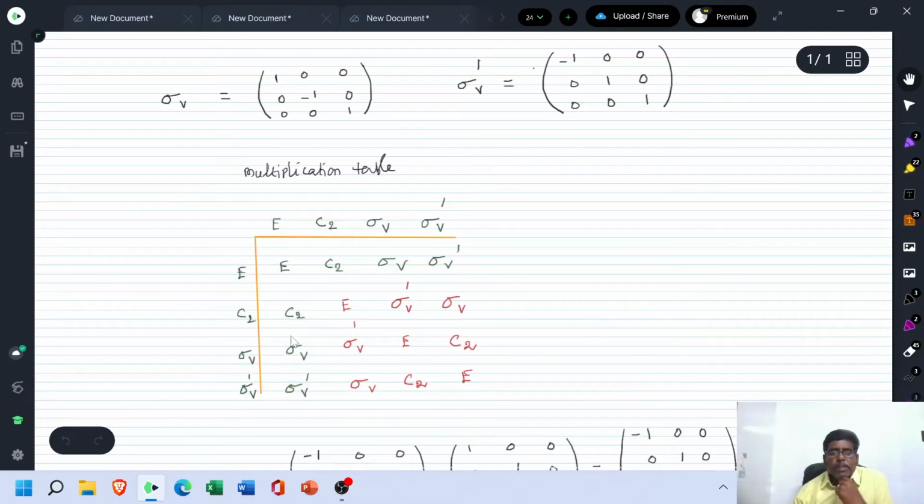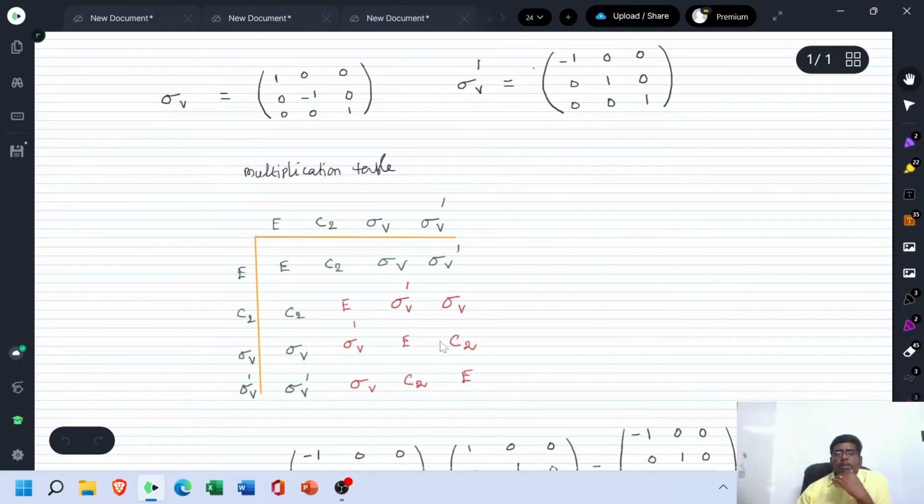C2 into sigma v dash is sigma v. Then sigma v into E is sigma v. Sigma v into C2 is sigma v dash. Sigma v into sigma v is sigma v square, that is our identity element E. Sigma v into sigma v dash is our C2. Sigma v dash into E is sigma v dash. Sigma v dash into C2 is sigma v. Sigma v dash into sigma v is C2. Sigma v dash into sigma v dash is sigma v dash square, that is our identity element.